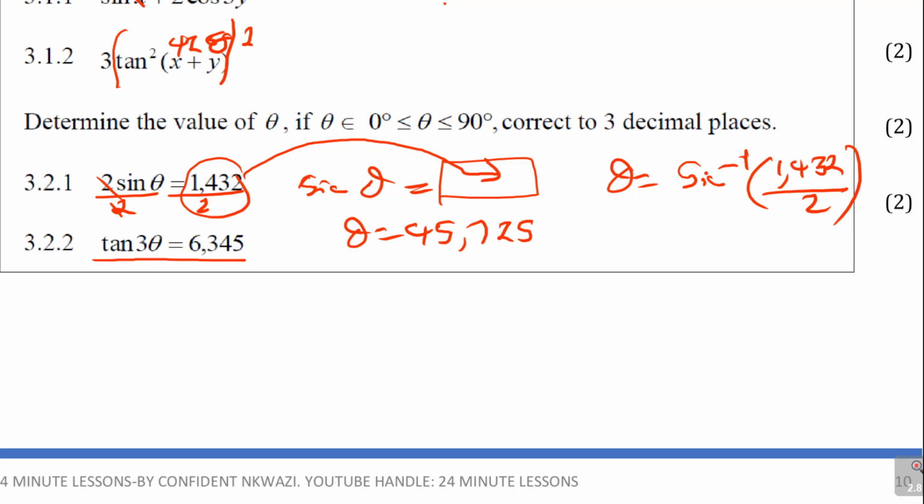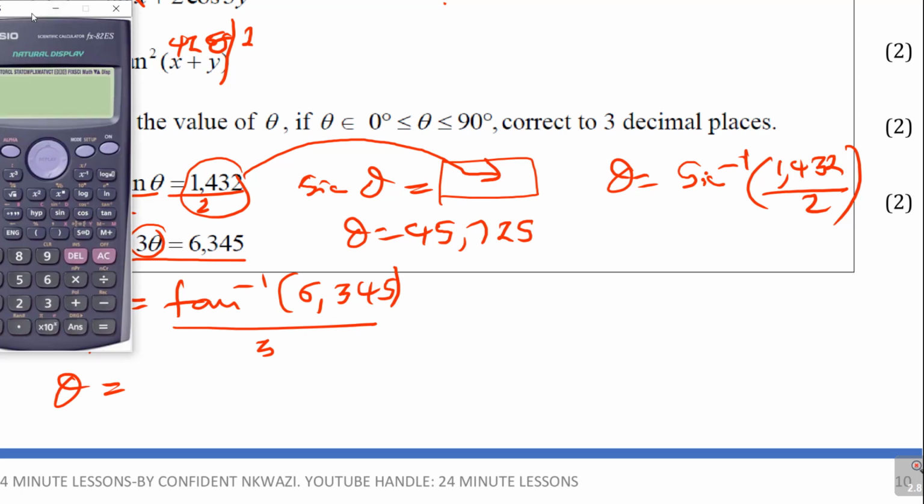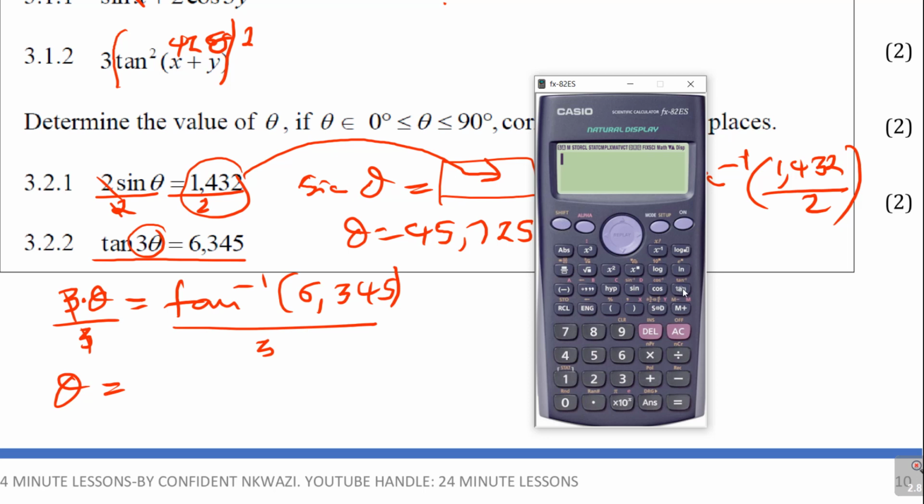So I can say, remember there is 3 theta. So I will say 3 theta is equal to arc tan 6,345. Then that gives me the answer. Then after that, the 3 is multiplying, so I divide by 3. There it is. Theta is equal to, then I use that in the calculator. It will give me the same answer still. So it's shift arc tan.